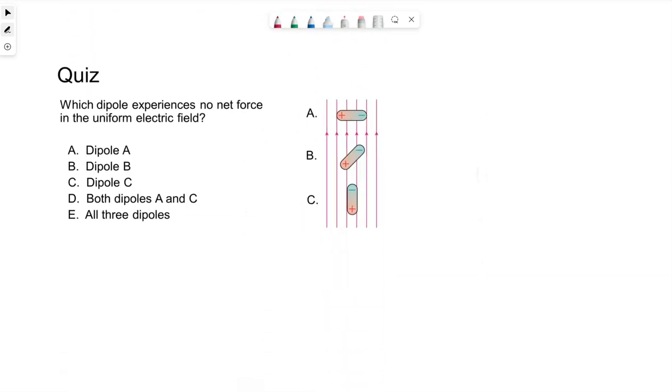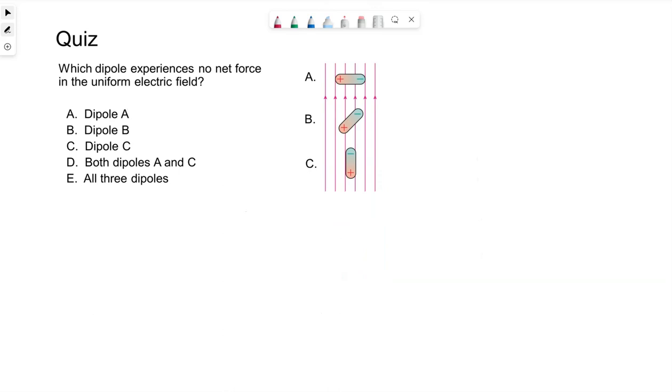Here's another question. Correct answer here is E. None of them experience a net force. And that's because the electric field is uniform. Dipoles are made of equal charges, equal magnitude, I should say, one positive, one negative. So the force that the positive one is feeling is equal and opposite to the force that the negative side is feeling. So the net force on all of these is 0. They're going to potentially turn because of a net torque.